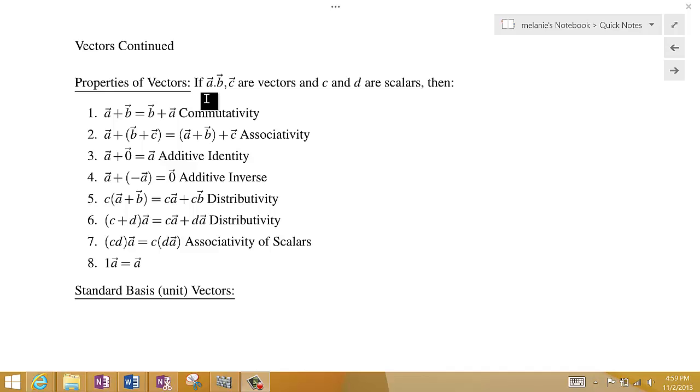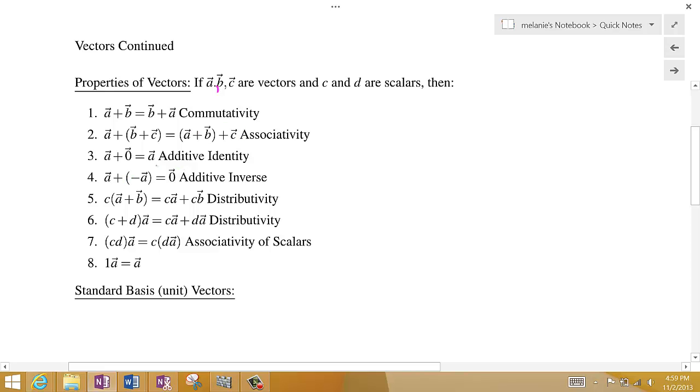Continuing with vectors, here are some vector properties. Let A, B, and C be vectors, and let C and D be scalars. Then we can add A plus B or B plus A. We know vector addition is commutative. Vector addition is also associative. I can add A to the sum of B plus C, or I can add A plus B and then add that sum to C.